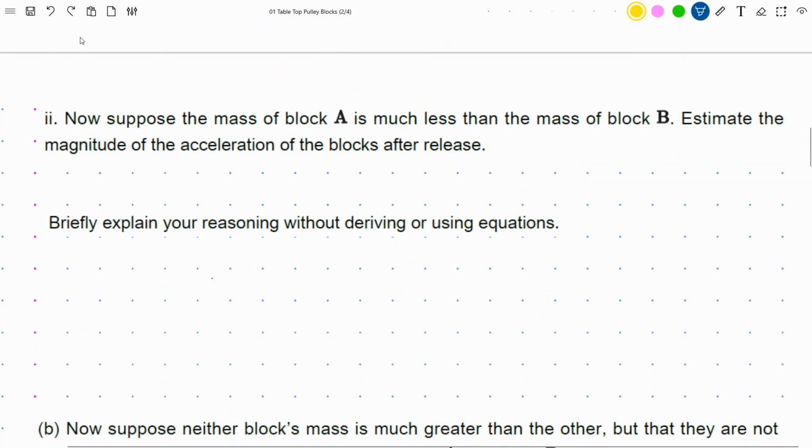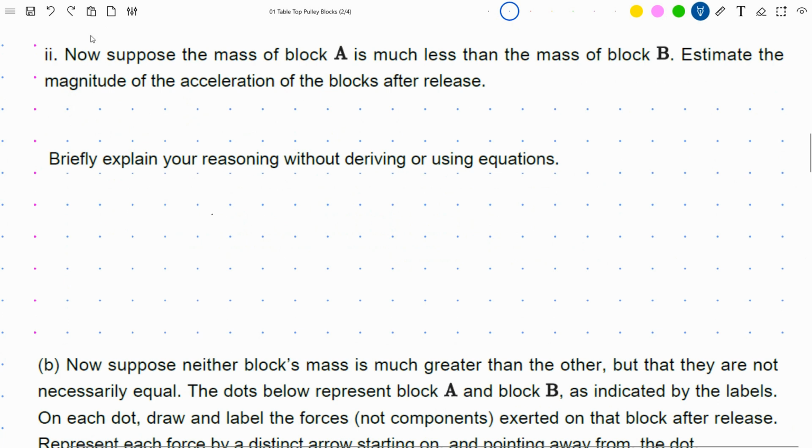So let me continue and actually answer their questions. Okay, so it says, again, estimate the magnitude of acceleration of the blocks after release. Well, I'm thinking that they're going to fall with very, very nearly the acceleration of free fall. So I'm going to say that the acceleration will be well estimated to be free fall acceleration, which I often use a number of 9.8 meters per second squared.